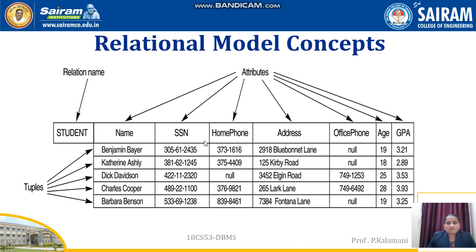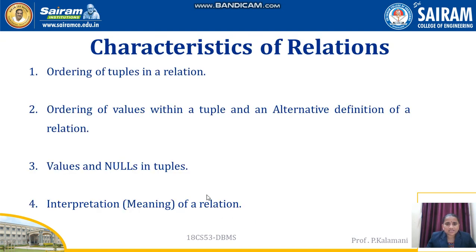So finally, what you understood is that in the relational model, the table is called a relation, the columns of the table are called attributes, and the rows of a table are called tuples. Okay, so that's all about the basic concepts of the relational model.